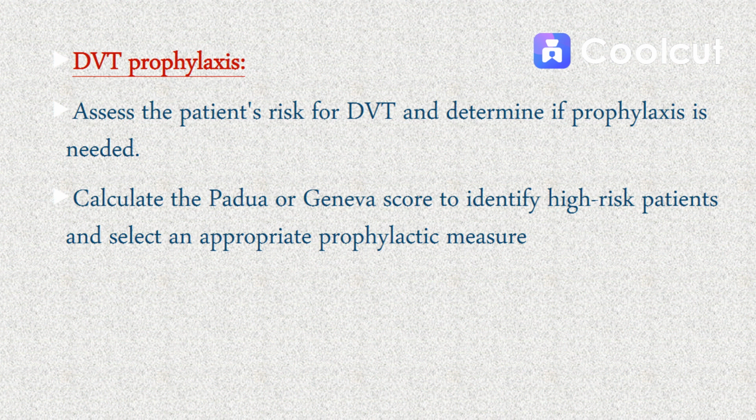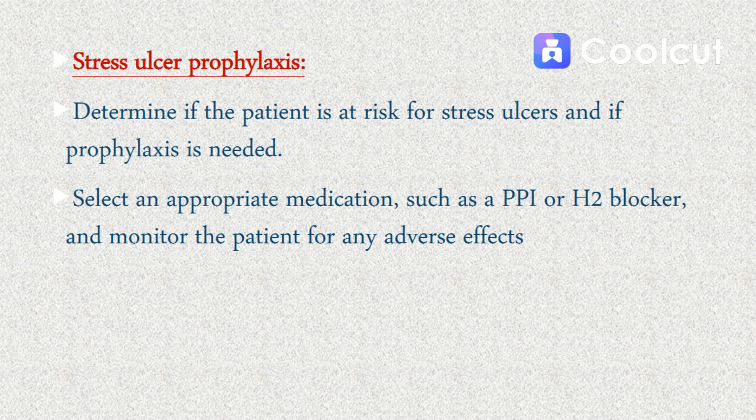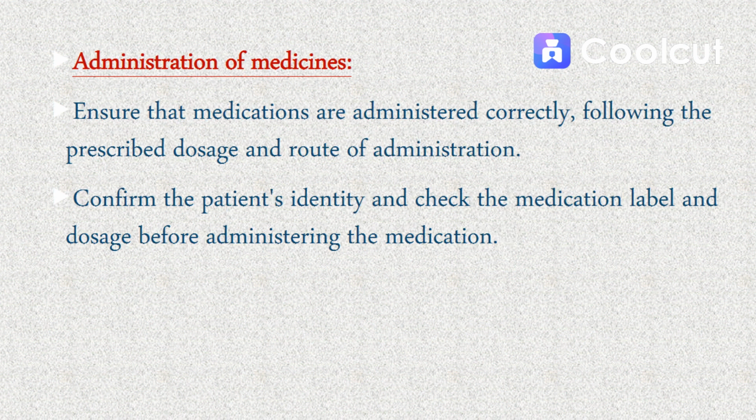DVT prophylaxis. Assess the patient's risk for DVT and determine if prophylaxis is needed. Calculate the Padua or Geneva score to identify high-risk patients and select an appropriate prophylactic measure. Stress ulcer prophylaxis. Determine if the patient is at risk for stress ulcers and if prophylaxis is needed. Select an appropriate medication, such as a PPI or H2 blocker, and monitor the patient for any adverse effects.